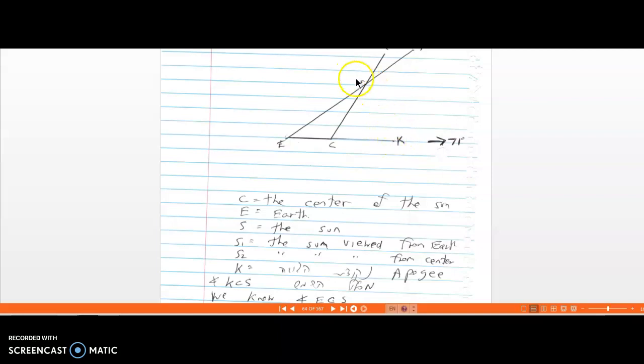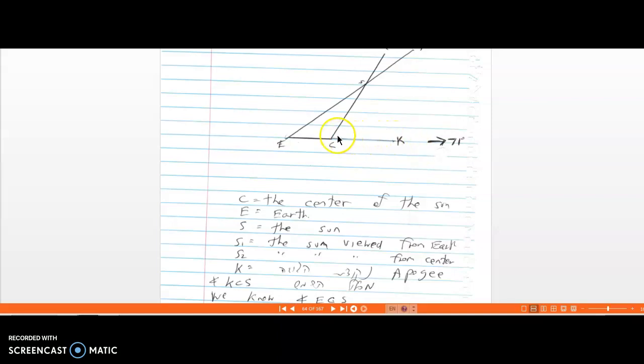70 degrees past K. This angle KCS is called maslul hashemesh. Why do we need to know this? I'm just going to give you an introduction now. We'll get soon more into details.